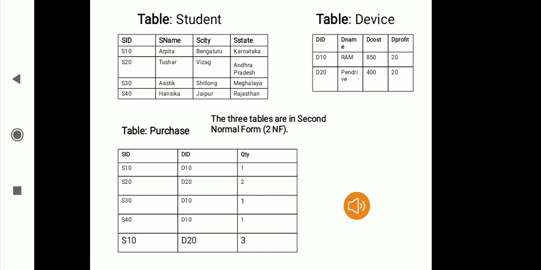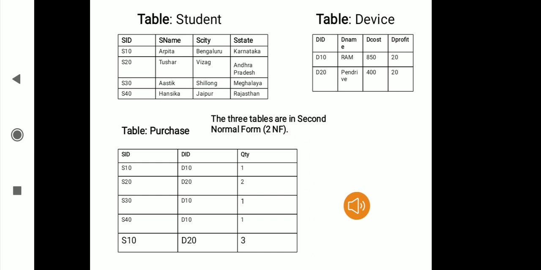Now see the table purchase. As the column SID has duplicate entries of S10, it cannot be a primary key which can uniquely identify every row in the table purchase. Again, the column DID has duplicate entries of D10 and D20, so even DID cannot become the primary key which can uniquely identify every row in the table purchase.